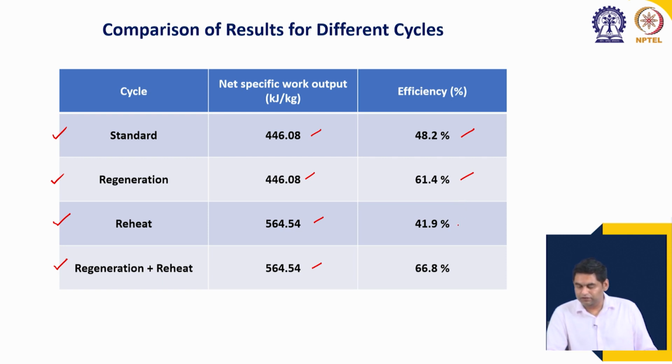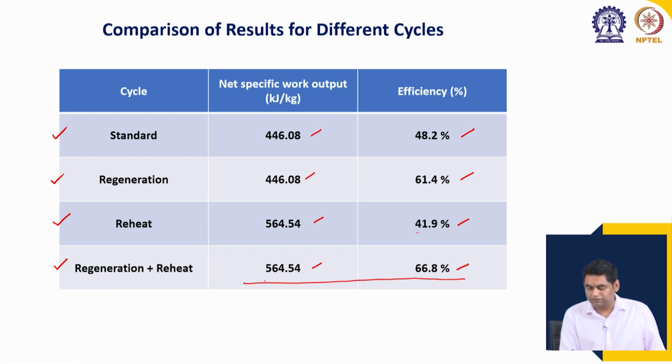Then by adding reheat to the simple cycle, the efficiency gets lowered quite significantly, we go to 41.9%. On the other hand, in contrast, if I add reheat to the regeneration cycle, then the efficiency actually increases and we go to a value of 66.8%, the highest efficiency is obtained. So, we see that with regeneration and reheat we get the highest work output as well as the highest efficiency.